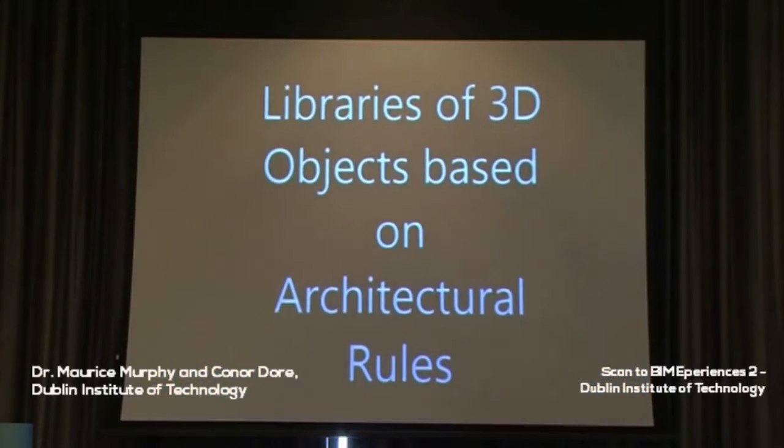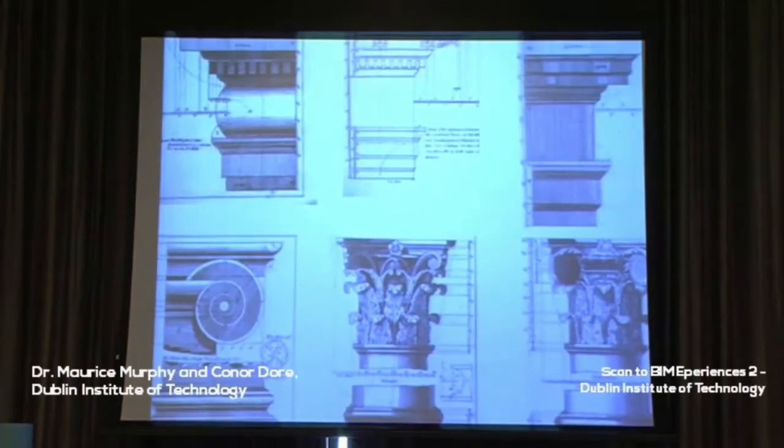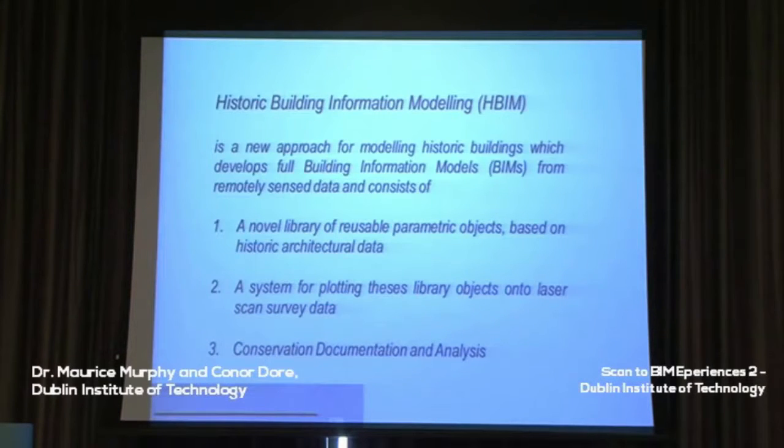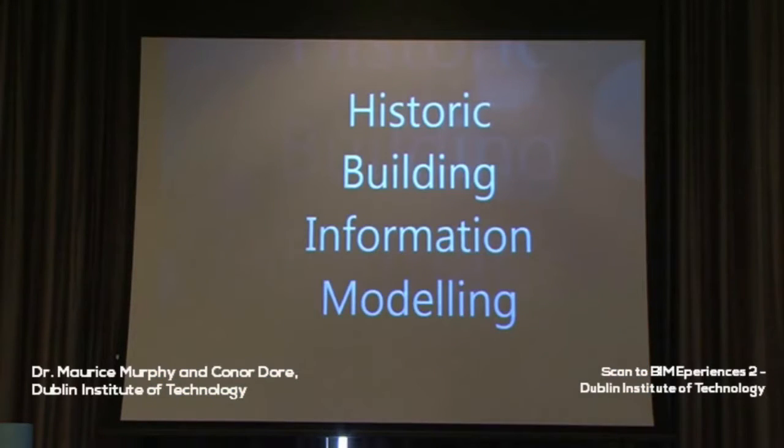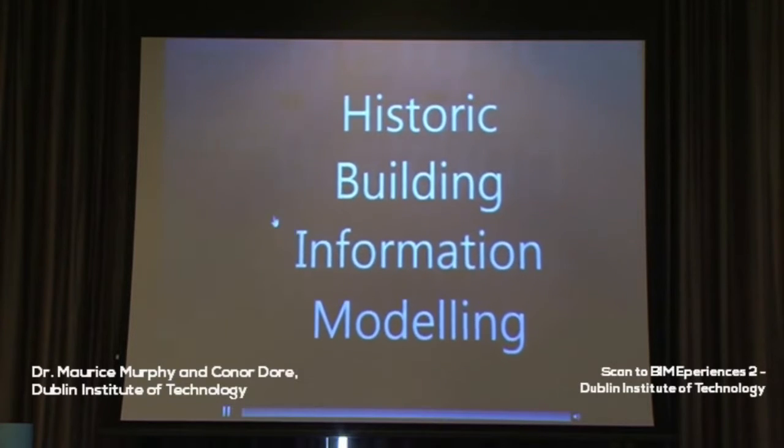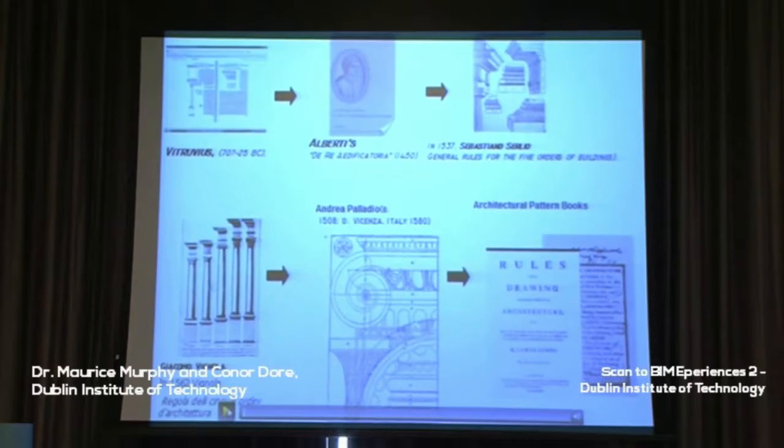It starts with historic documents. This was the first bit of investigation or research we did. We're talking mainly about classical buildings, but you can trace the rules right back to Vitruvius, around 100 years before Christ. His books on architecture were revived during the Renaissance.